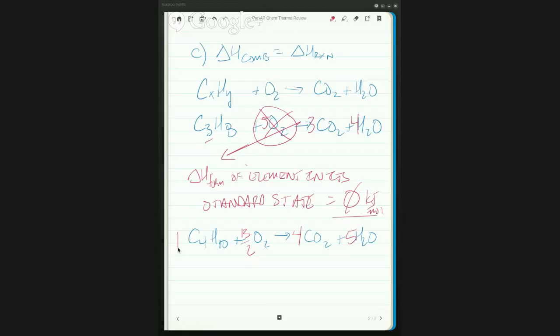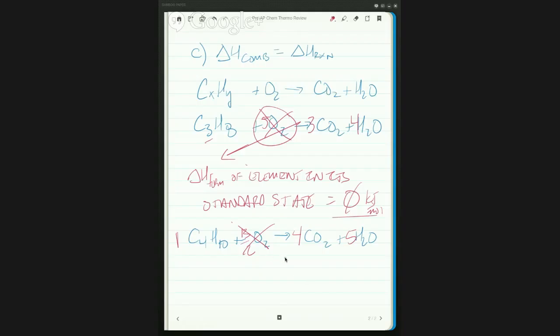That still gives me just 1 mole of this. And then I can just ignore this entirely. It doesn't matter what the coefficient is because it's going to be 0. So remember that all the time for delta H of combustion. You need to write it out. You have the substance plus oxygen yields carbon dioxide plus water, and then you can solve that.